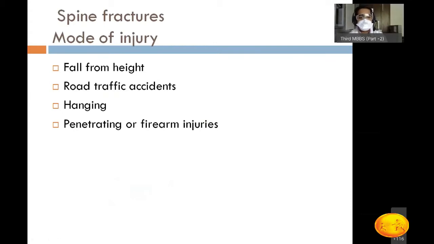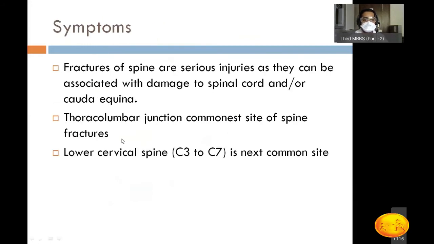So spine fractures most commonly occur because of a fall from height. The second common reason is road traffic accidents, which are fortunately very few at present. Another is hanging, and the rare injuries are penetrating or firearm injuries. Fractures of the spine are serious injuries as they can be associated with damage to the spinal cord and or cauda equina. The thoracolumbar junction is the commonest site of spine fractures, and the second common site is the lower cervical region, that is from C3 to C7 vertebra.